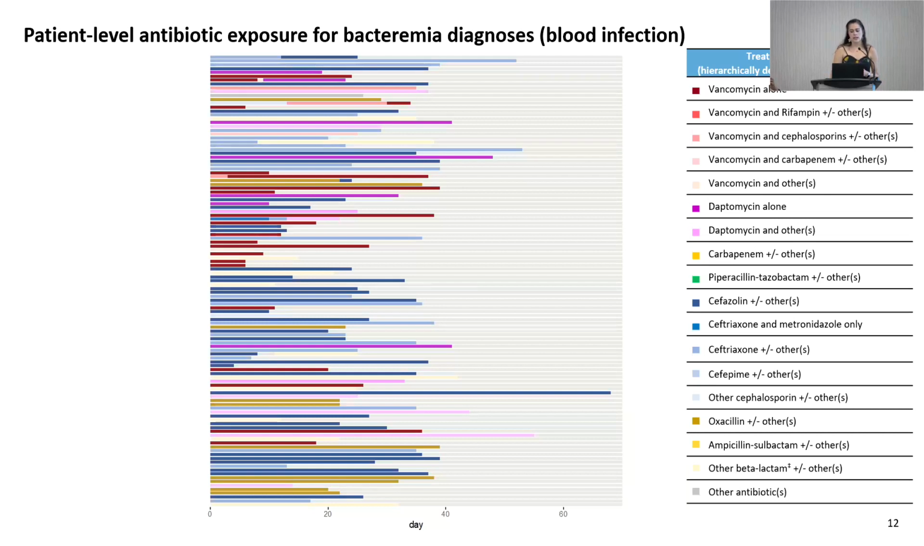So here's a line diagram with each line representing one patient diagnosed with bacteremia, which is a blood infection. This figure gives you a sense of the varying durations of OPAT, as well as all the variety of treatment going on. And predominantly, we can tell that this figure has a lot of shades of blue making up the treatments. And we know that that's associated with the cephalosporin family.